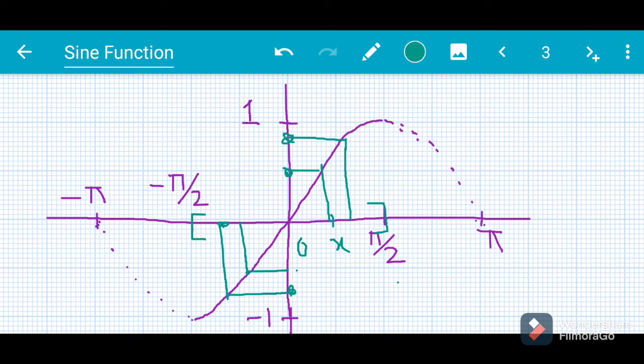It means for each point in the domain there is exactly one point in the codomain. Here I am concentrating on one-oneness, so any two distinct points in the domain have distinct images in the codomain. Now this function is one-one.